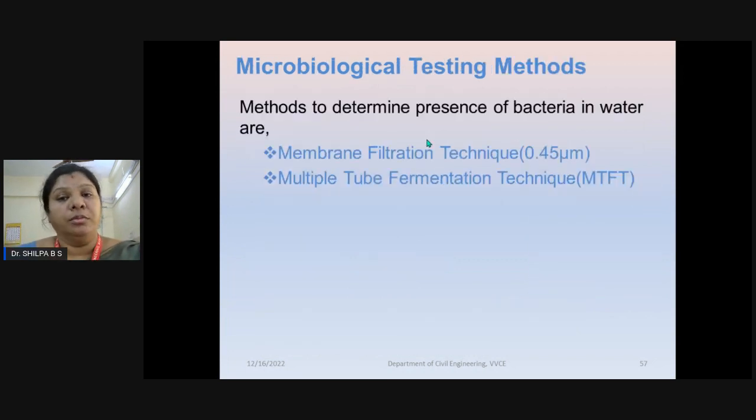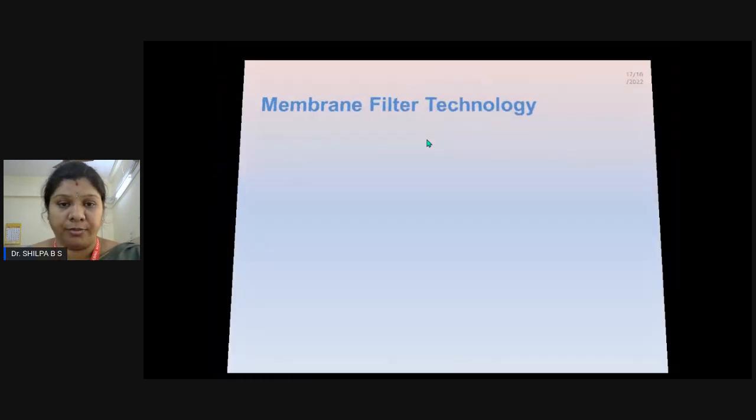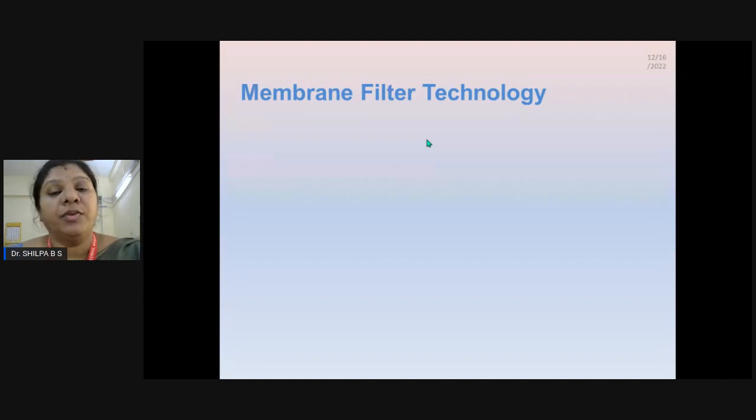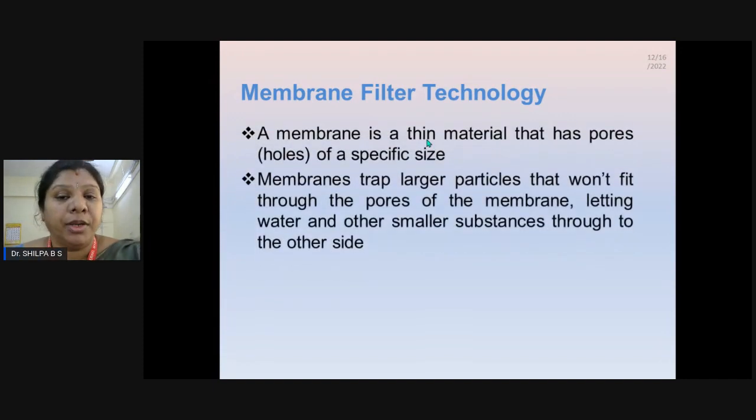So the two testing methods commonly adopted in water tests are: one is the membrane filtration technique, the other is the multiple tube fermentation technique. In the membrane filtration technique, a membrane, a thin material that has pores of a specific size, is used. The membrane traps the larger particles that cannot pass through its pores, letting the water and other smaller substances pass through.